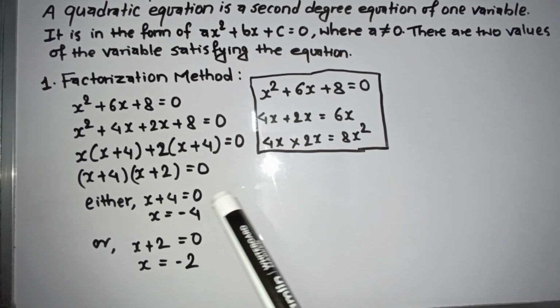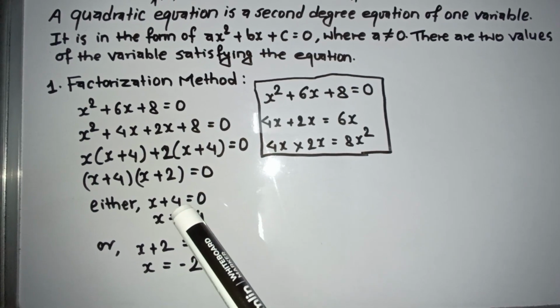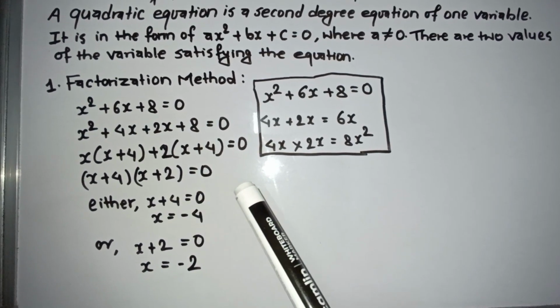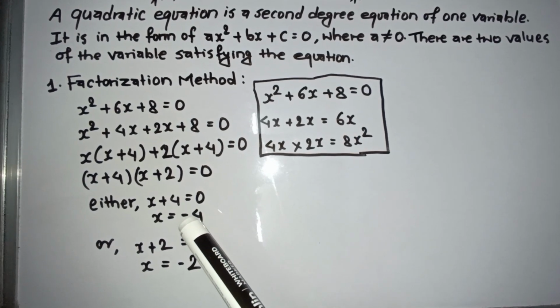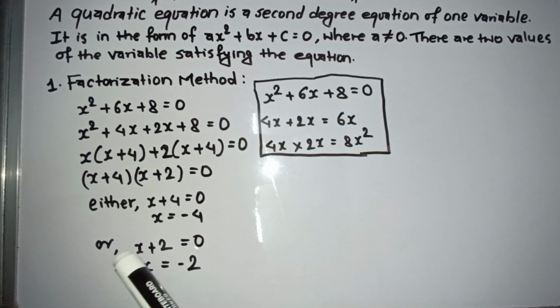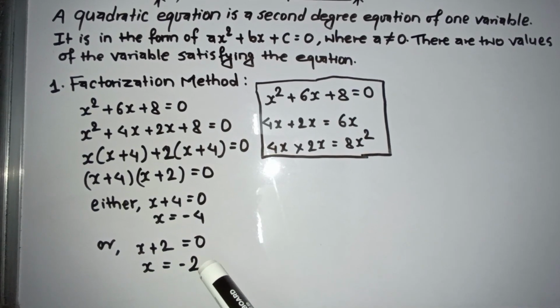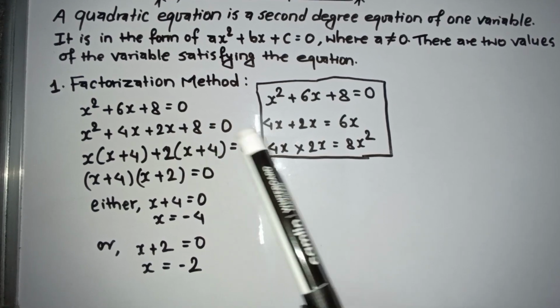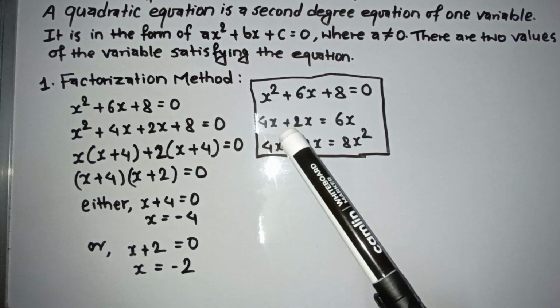Either x plus 4 is equals to 0, that is x is equals to minus 4. If we shift this 4 into the right hand side, then we change the sign, that is minus 4. Similarly, x plus 2 is equals to 0, that is x is equals to minus 2. There is a technique that how we factorize it.